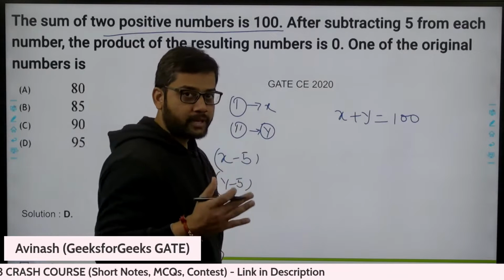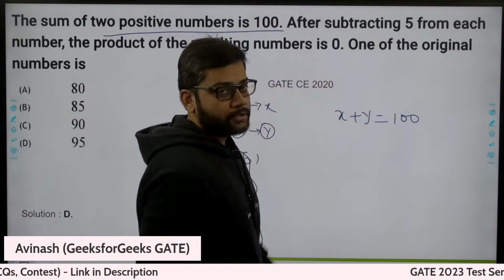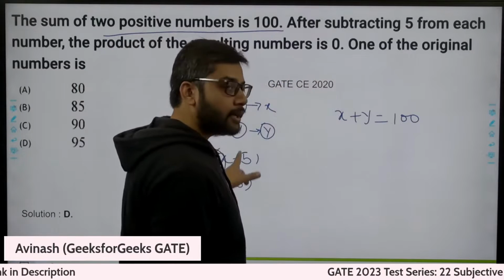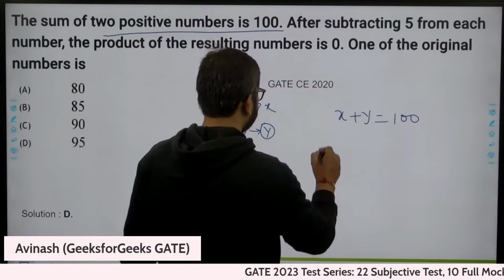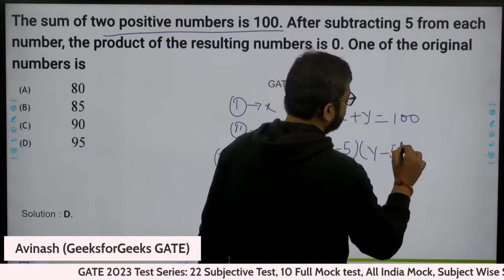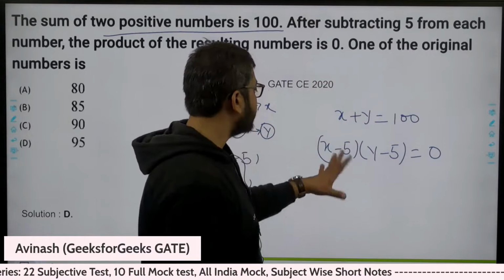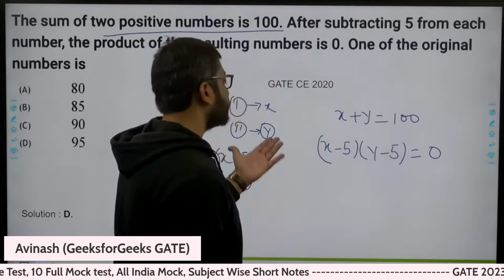After subtracting 5 from each number, the product of the resulting numbers is 0. It means, once I do the product part, x minus 5 times y minus 5, the result is equal to 0. What is the original number?